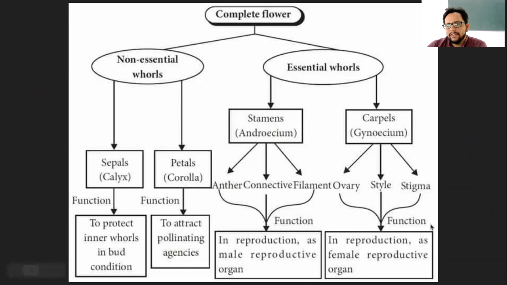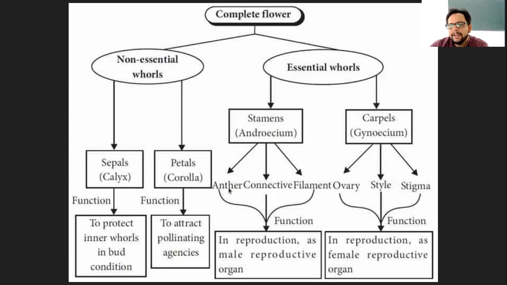So this is just a quick summary of what we have seen so far. The flower parts are classified into two: non-essential and essential whorls. In non-essential, you have sepals, collectively called calyx, and petals, collectively called corolla. Essential whorls can be the male reproductive structure, that is stamen, collectively called androecium, and the female reproductive structure called carpels or pistil, collectively called gynoecium.